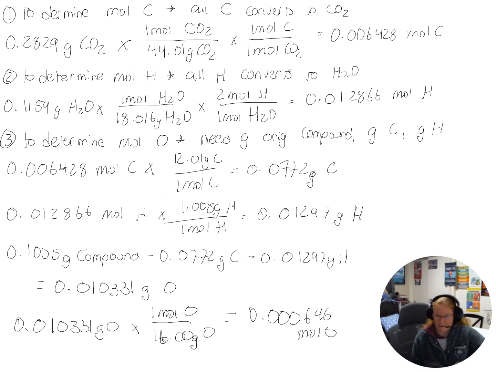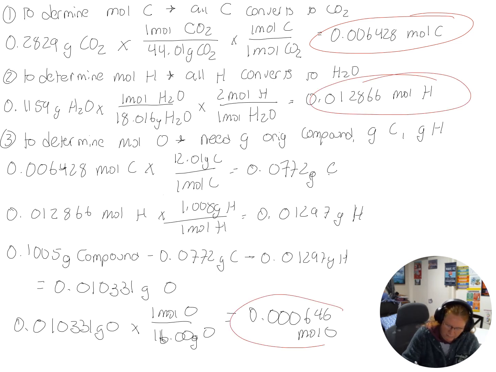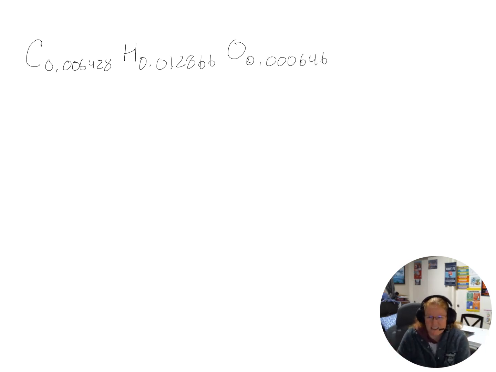All right, not a whole lot of oxygen. But now I have all of my moles. What I need is the moles of carbon, the moles of hydrogen, and the moles of oxygen. Because again, to do empirical formula, we need moles. All right, so I'm going to take all of those. So I have carbon, 0.006428, hydrogen, 0.012866, and oxygen, 0.000646. Okay, well obviously oxygen is the smallest because it has 3 zeros in front of it, so we're going to divide by that one.